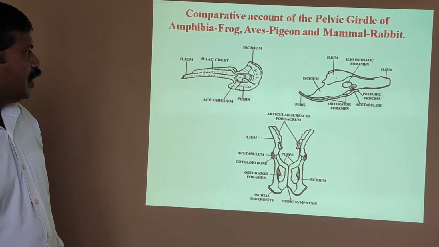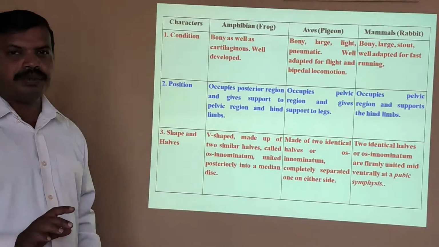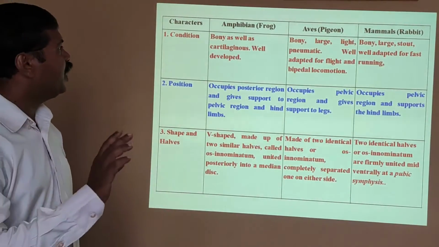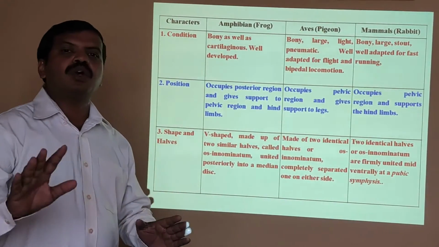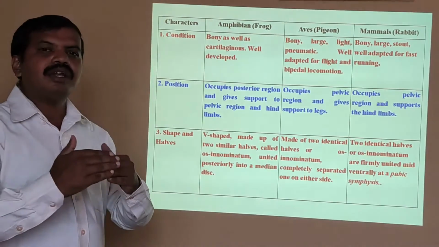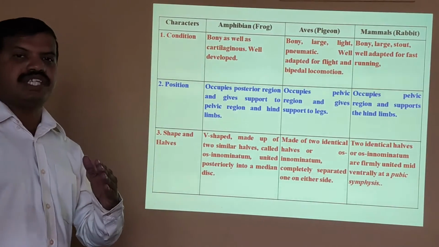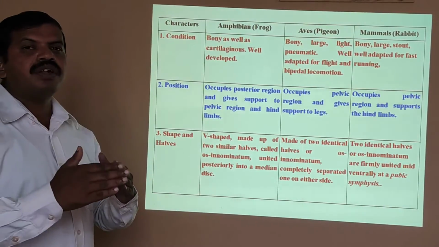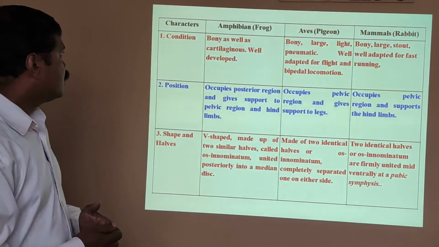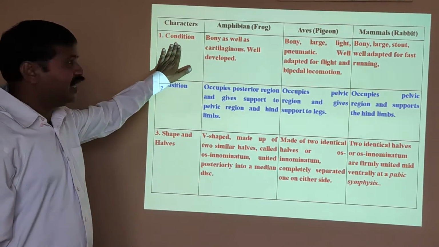So let us go by giving a comparative account. Since it is comparative anatomy, we need to give the comparative account by taking each character. You have to take one character and explain it in all three, that is the frog, pigeon and also the rabbit. So the first character is the general condition of the girdle.